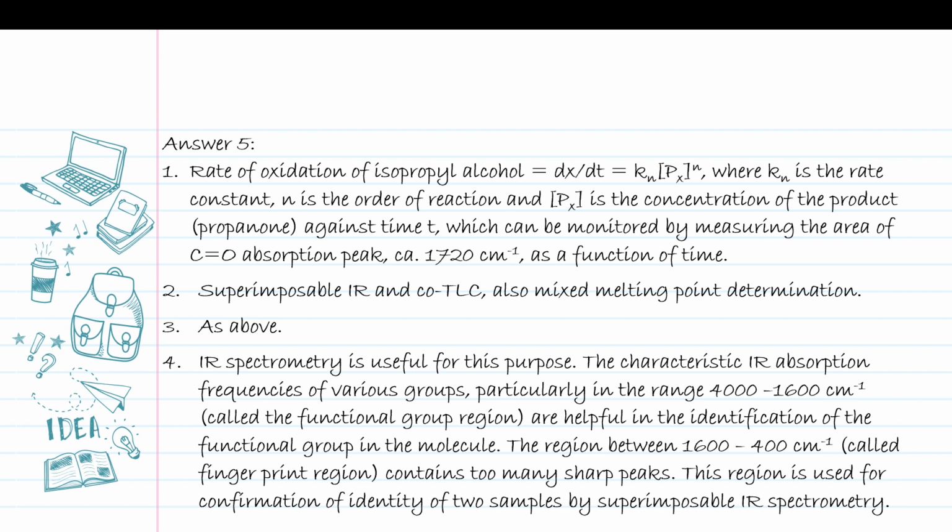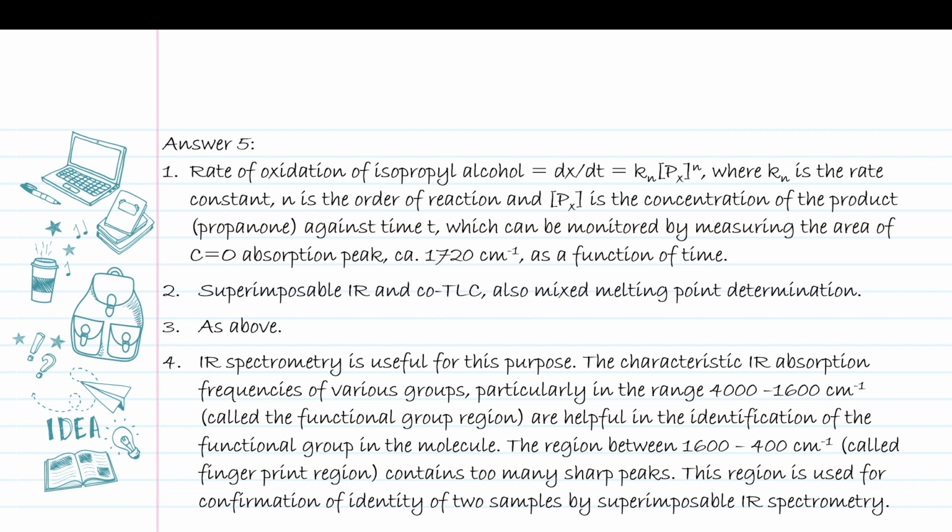Rate of oxidation of isopropyl alcohol is given by dx by dt equal to Kn Px power n. Here Kn is the rate constant, n is the order of the reaction, and Px is the concentration of the product against time t. This can be monitored by measuring the area of CO absorption peak, which appears at about 1720 reciprocal centimeter as a function of time. For the second problem, superimposable IR and co-TLC can also be used. Mixed melting point method is also helpful. Third answer is same as 2.